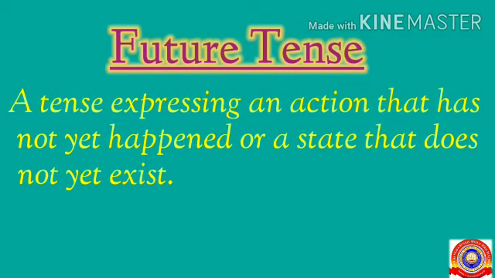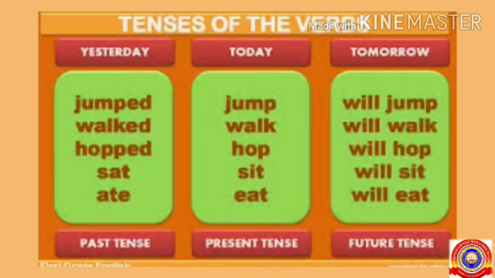Then what is future tense? A tense expressing an action that has not yet happened or a state that does not yet exist. For example, Seema will do her homework tomorrow. He will come to New York next week. In these two sentences, it is understood that these actions have not yet happened.